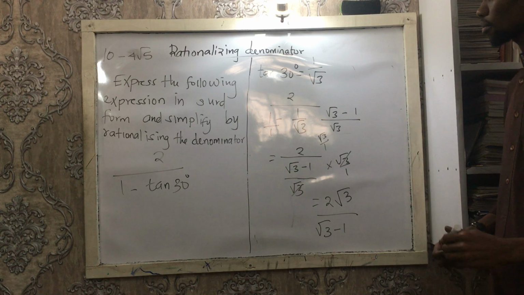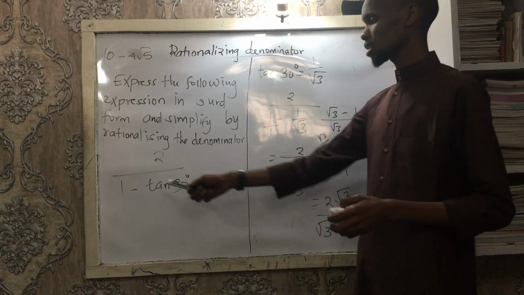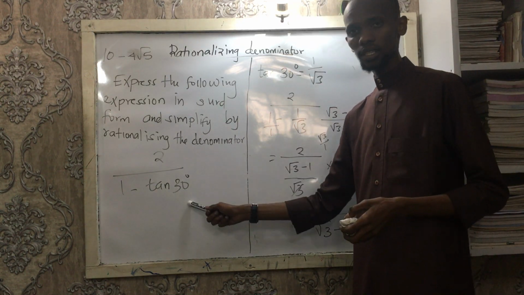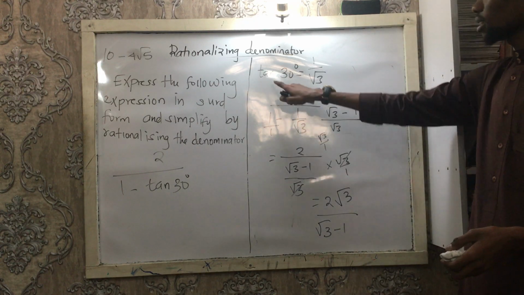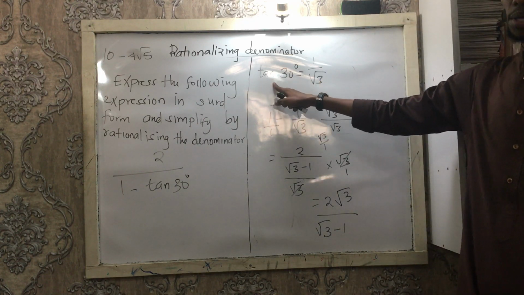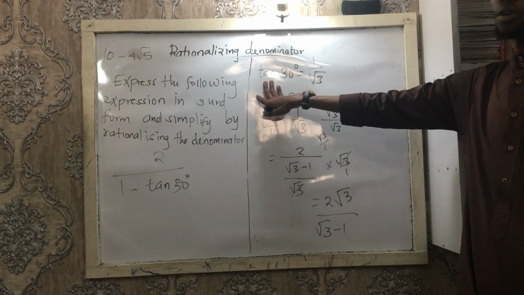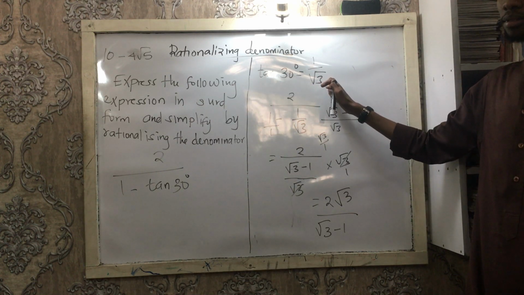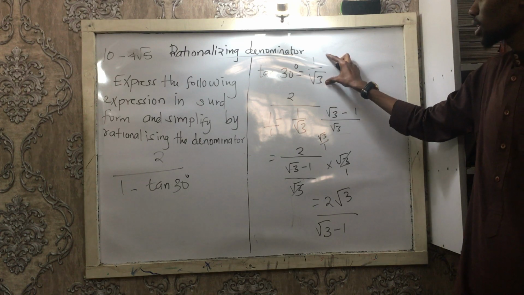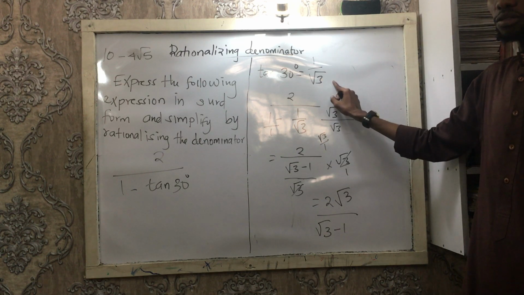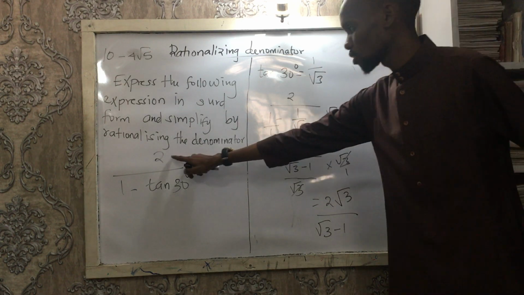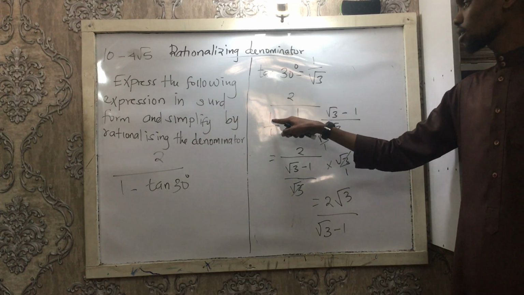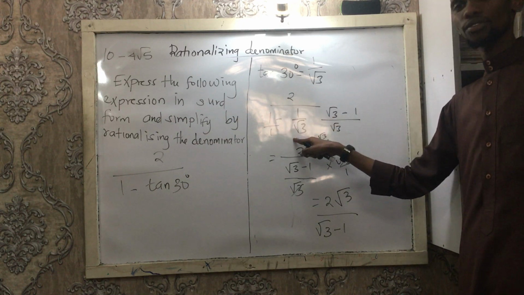Are we there? So I have started solving by saying 2 over 1 minus tan 30. And then I said here, the concept of the trigonometry, where we said tan 30 is a special angle. So it's supposed to be 1 over the root of 3. So I rearrange my equation, replacing tan 30 with 1 over the root of 3, so that I can have 2 over 1 minus 1 over the root of 3, right?